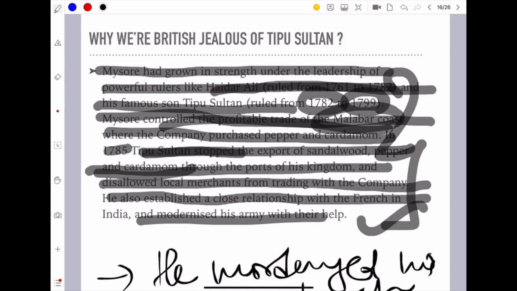Let's move on forward. I don't know what's wrong with this thing. I'm not able to move forward.